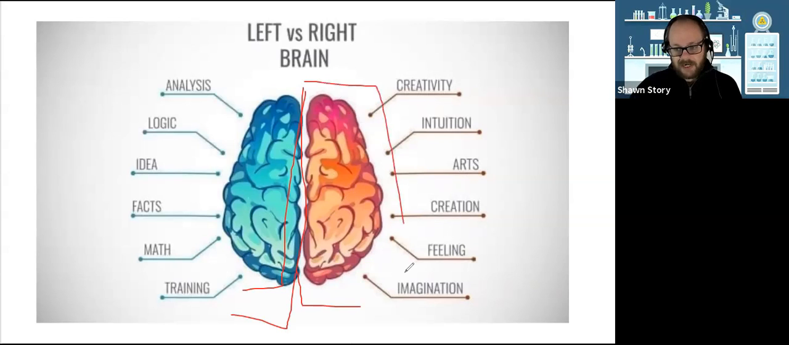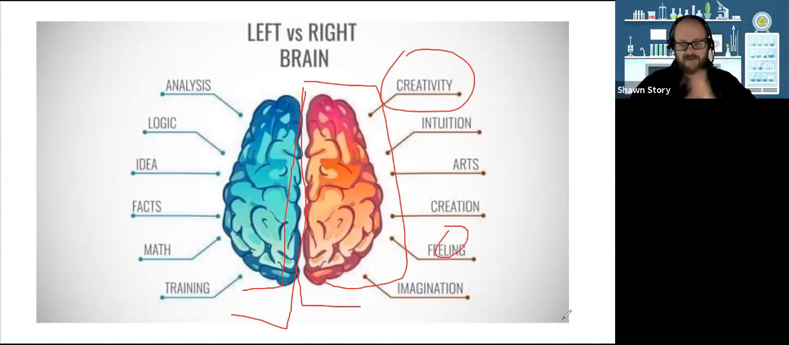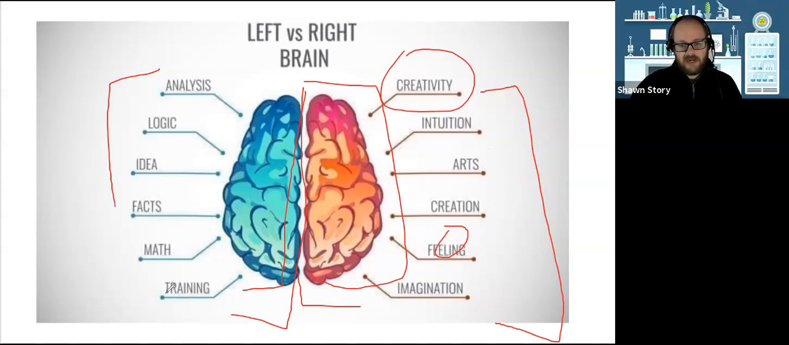The right side of our brain is really what they talk about as the creative, artistic side, right? It's all about images and pictures and beauty and feelings. It's very artsy and creative, whereas the left side of our brain is all about analytics, logic, facts, math, statistics. Language is also more on this side.